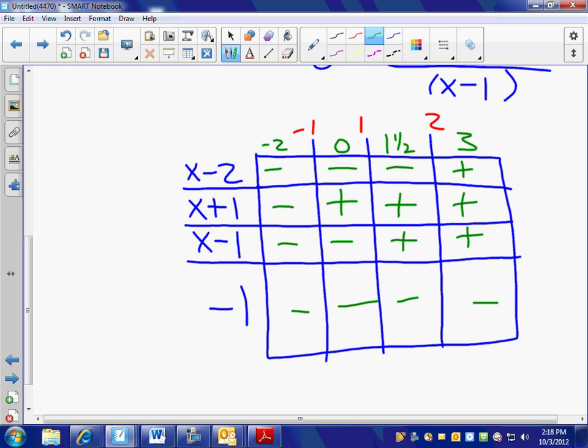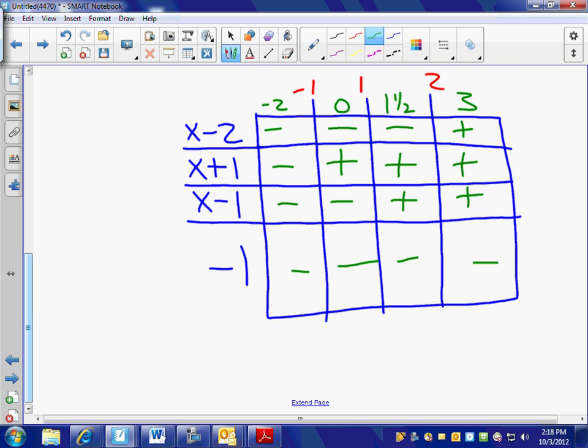So now it's time to, all these factors, what was our original problem say? -1 times x plus 1 times x minus 2 divided by x minus 1. So if these are the values that come out, we're just multiplying and dividing them. So 4 negatives is going to give me positive. 3 negatives and a positive? Negative. 2 negatives, 2 positives? Positive. And 1 negative and 3 positives? Negative.